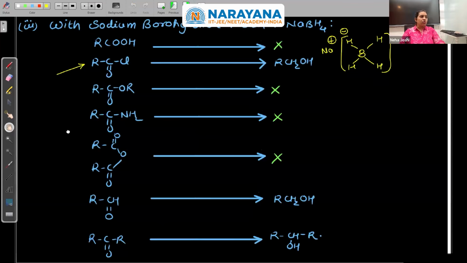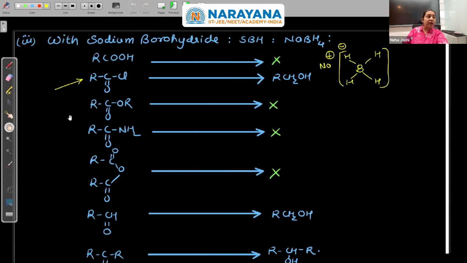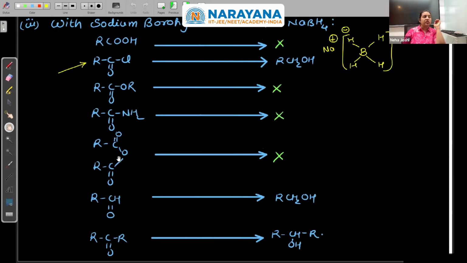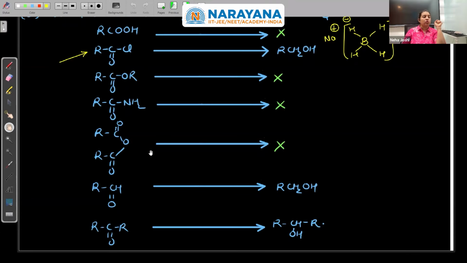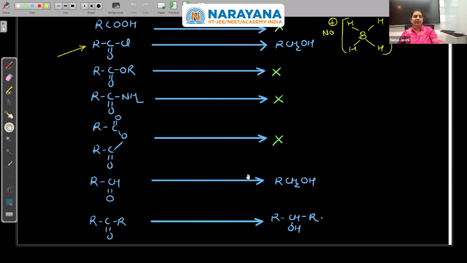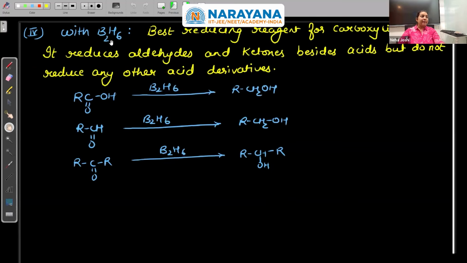Okay. Coming to sodium borohydride. Sodium borohydride is much less of a reducing reagent. It does not reduce acid. It reduces acid chloride. It does not reduce ester, amide, anything from the acid derivative series except RCOCl to alcohol. Aldehyde and ketone, of course, specifically very well done by sodium borohydride.